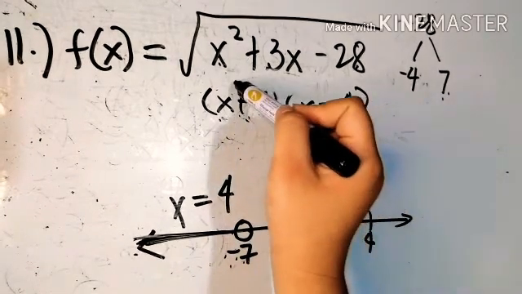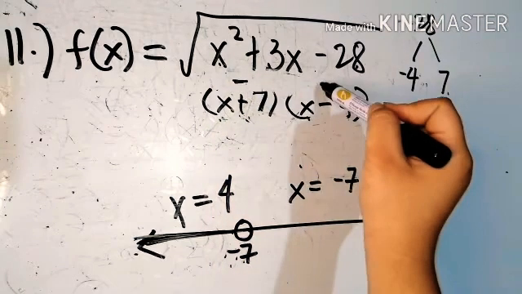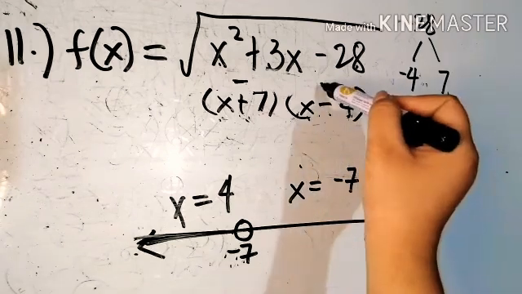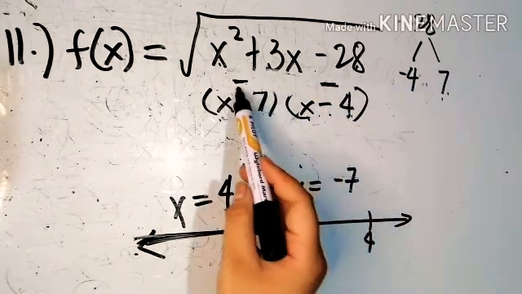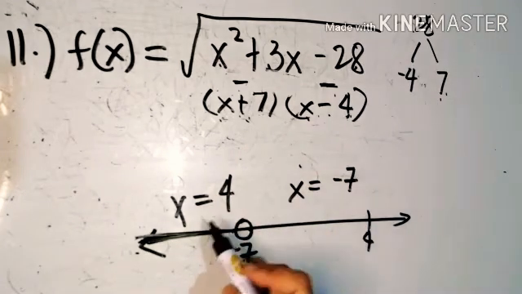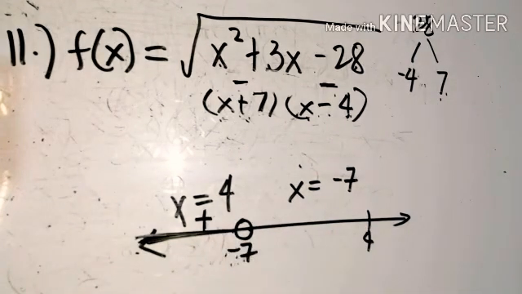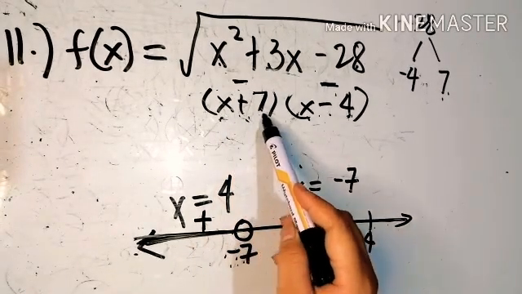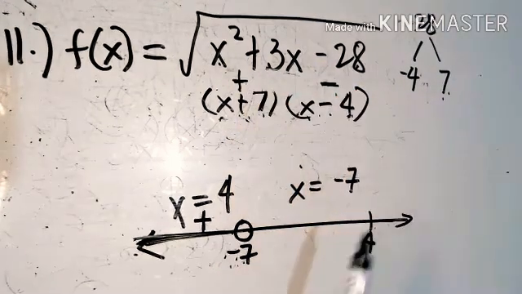Halimbawa, i-substitute natin. Negative 8 plus 7, that is negative ang result. Negative 8 minus 4, negative pa rin yung result. Kapag pinag-multiply natin yung dalawa, that is positive yung kakalabasan, di ba? So, positive, pwede siyang maging value ng x. Okay? Let's try naman yung nasa kanan, mga positive numbers. Kapag sinubstitute natin, let's have the 5. 5 plus 7, positive ang kakalabasan, that is 12.